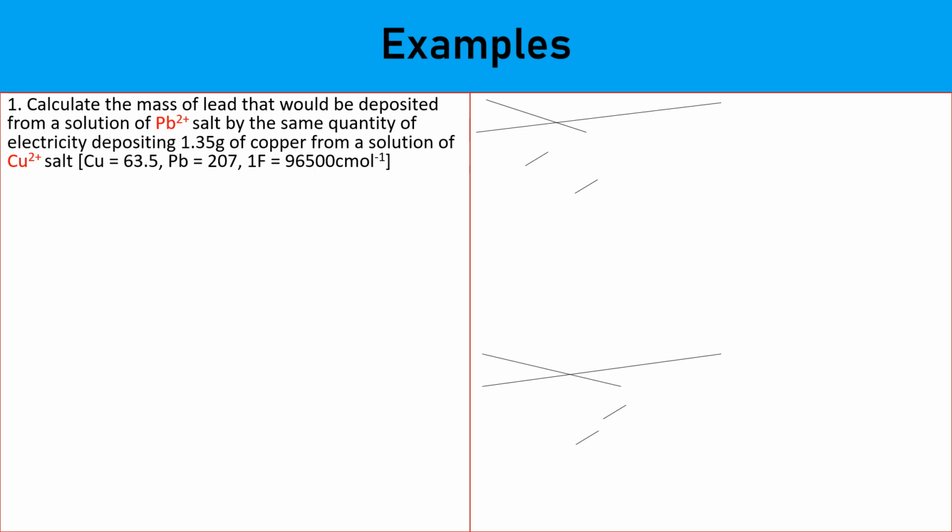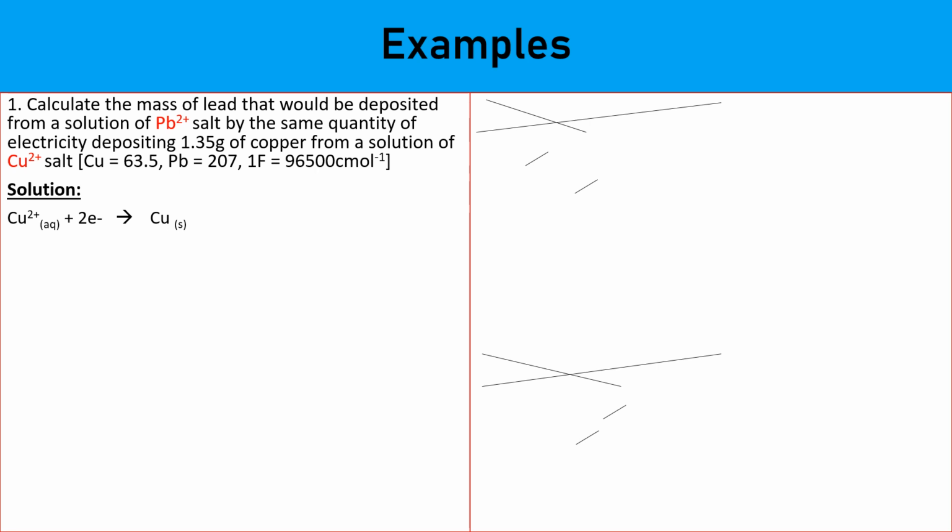We have an electrolyte that contains lead 2 ion salts, and we have the other electrolyte that contains copper 2 ion salt. So these two electrolytes are connected in series. We are asked to calculate the mass of lead that will be deposited by the same quantity of electricity that has deposited 1.35 gram of copper. So how do you do that? Let's look at the solution.